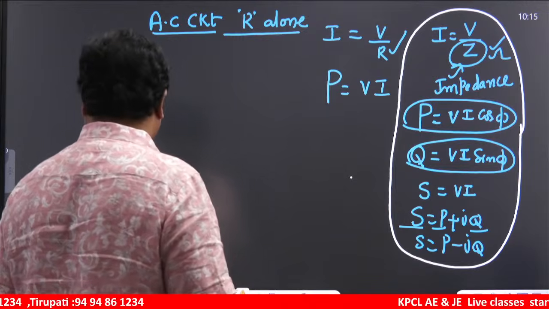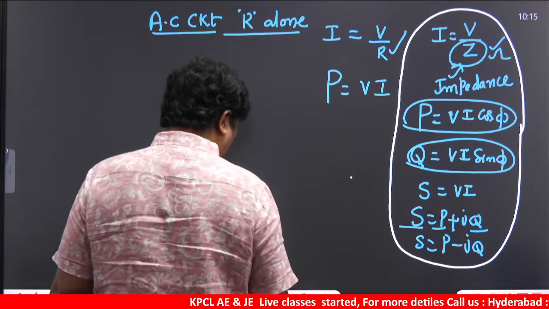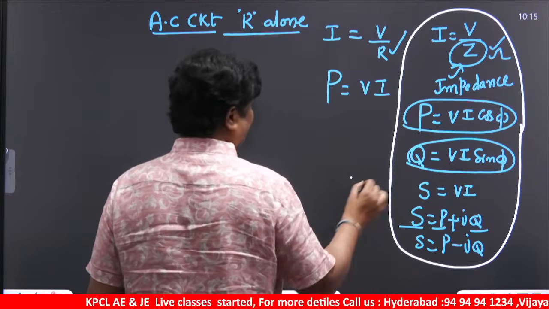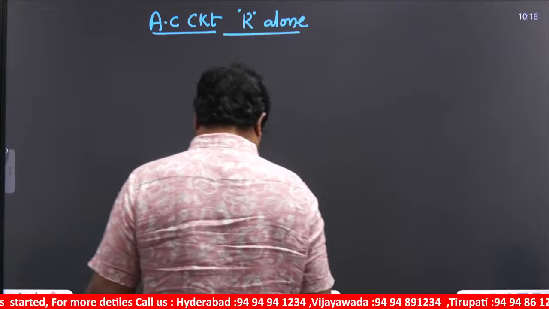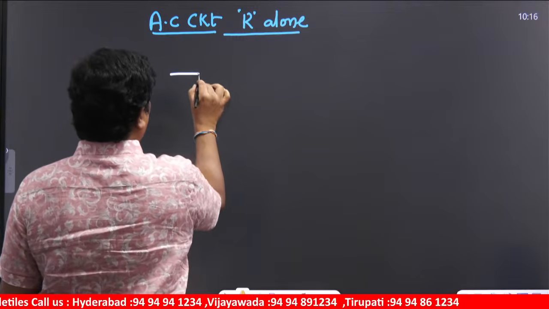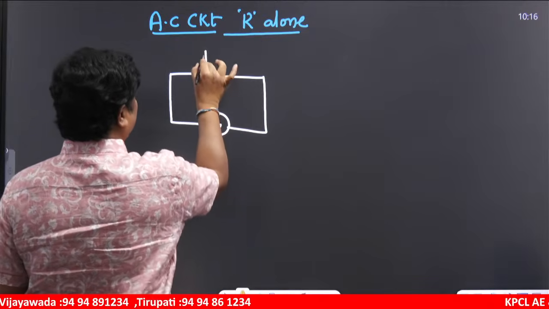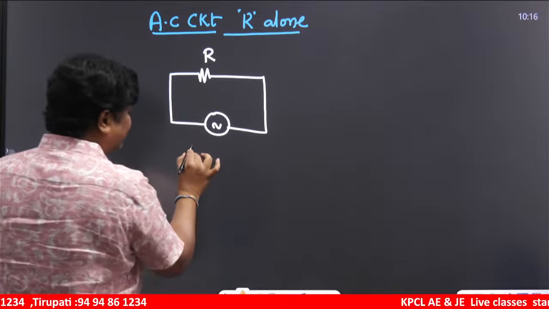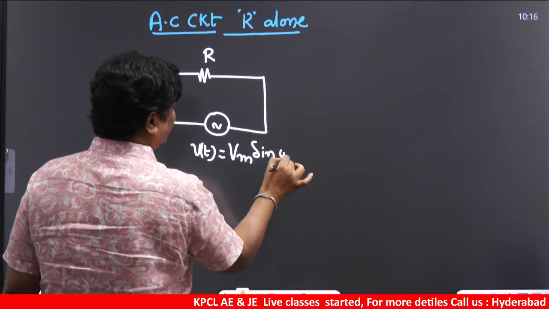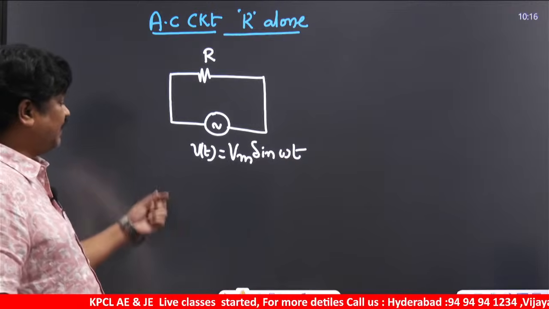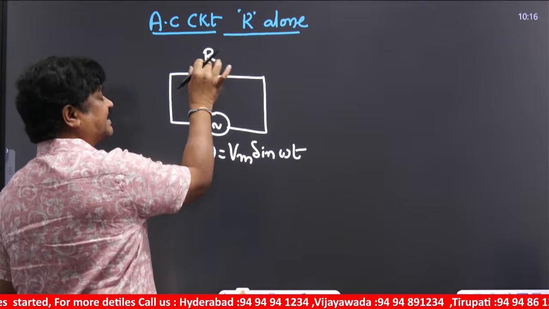Okay. Now, what is the topic we are going to talk about? We are going to talk about the resistance alone. We are supplying the AC. We have a resistance here. The voltage applied is here. It is a resistance R. The voltage V of t is equal to Vm sin omega t. It is the sinusoidal voltage applied to a pure resistor.